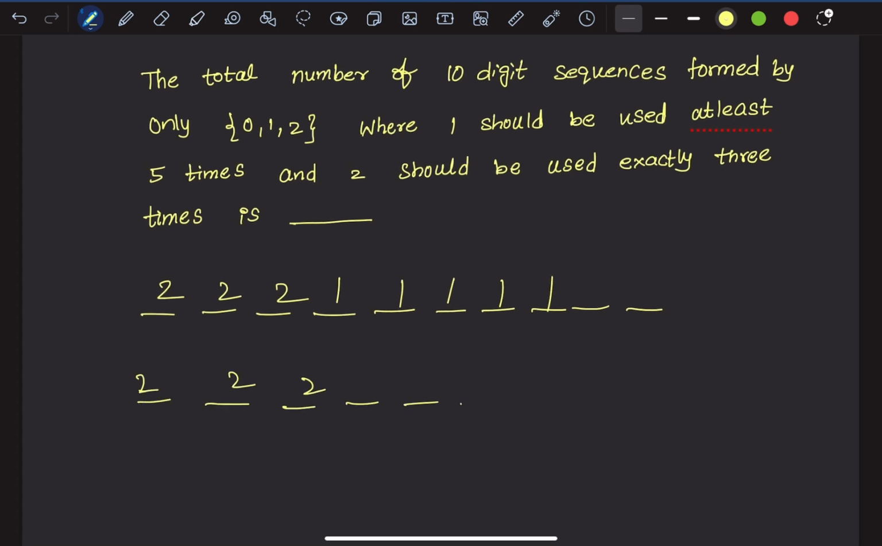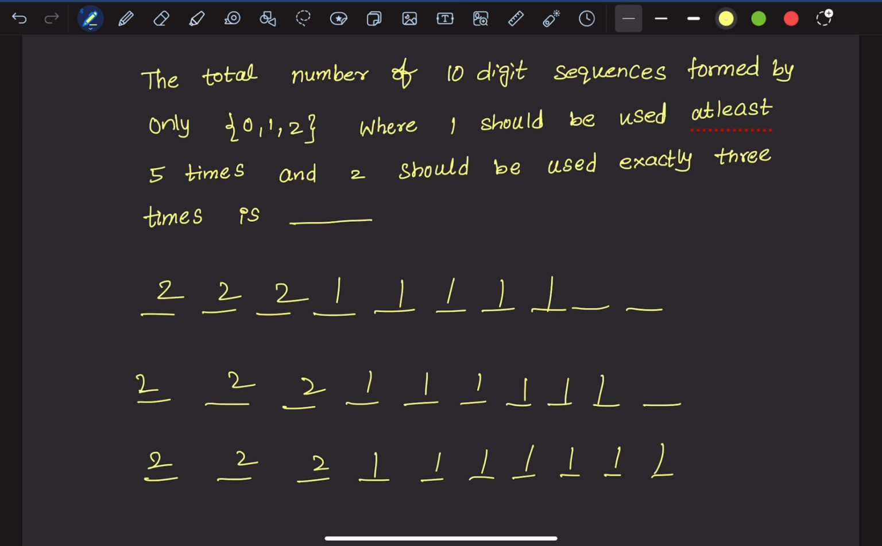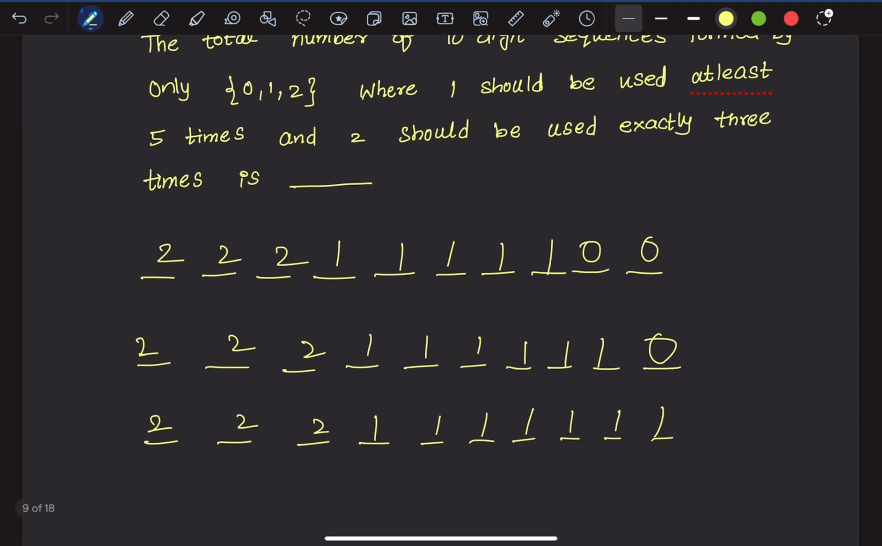So here you have to go with the casework. Or 1 can be used 6 times. Or 1 can be used 7 times. So here you have to go with the casework. So here it will be 0 and 0. So you just have to find out the permutations of this. So the total numbers are 10.